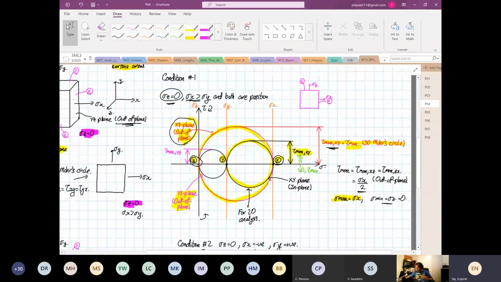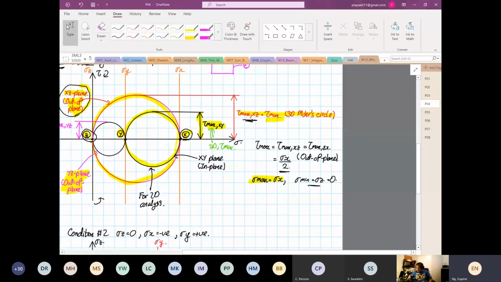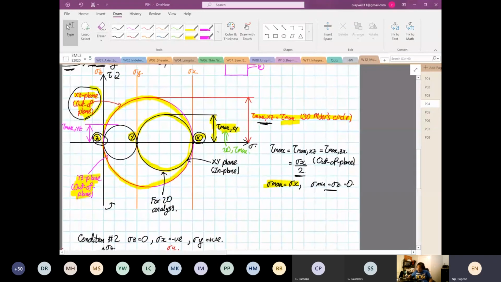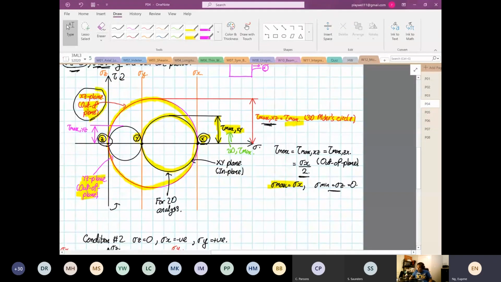So if you look at the formula, the maximum shear stress now is out of plane, and this is where stress X is, and you just divide by 2. That's it. That's your maximum shear stress.